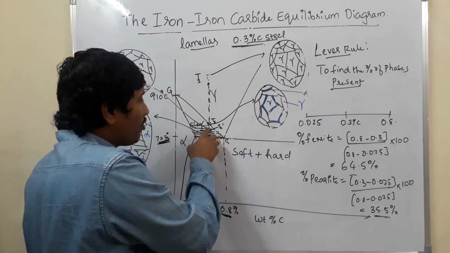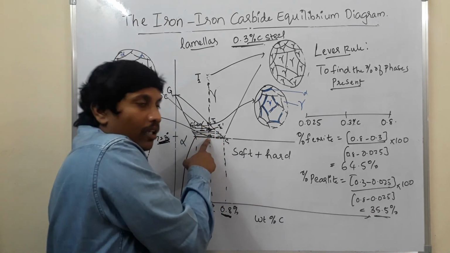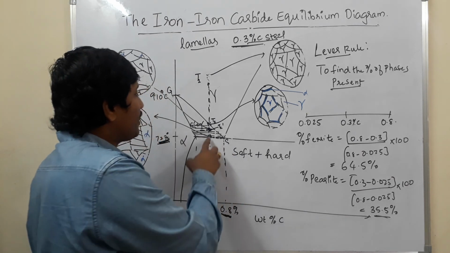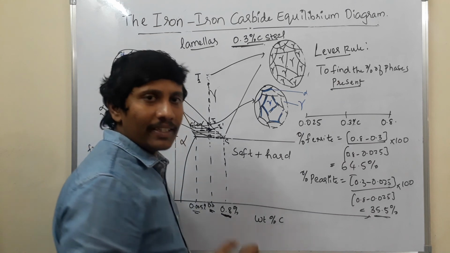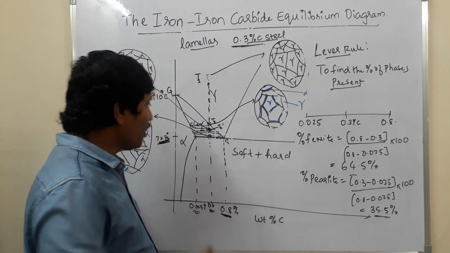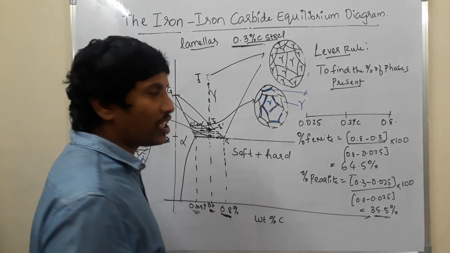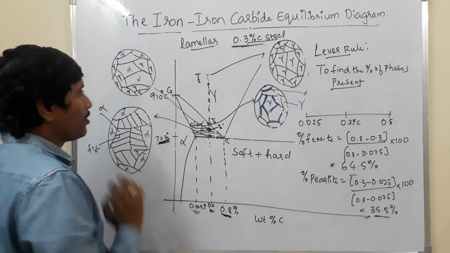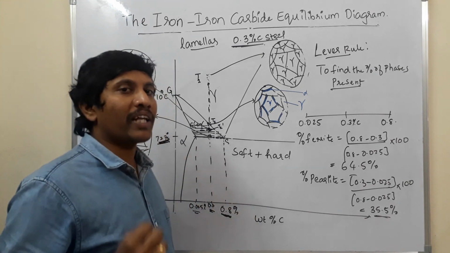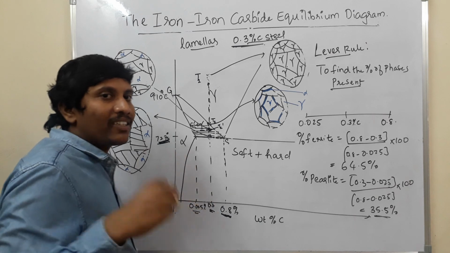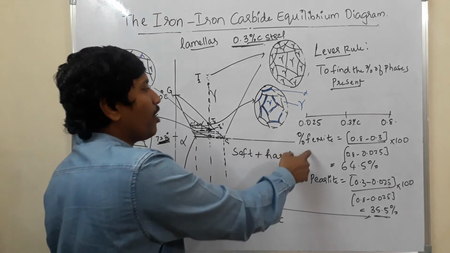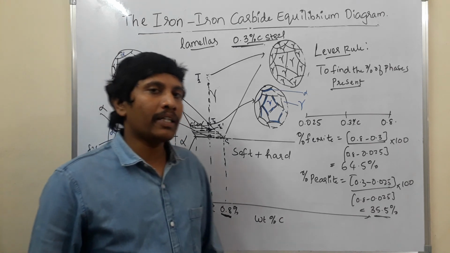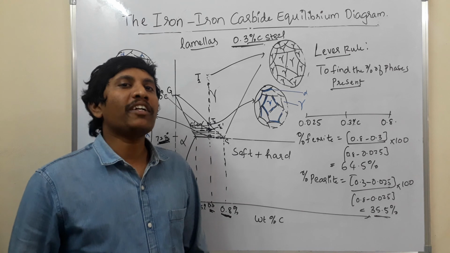Upon equilibrium cooling up to this point, the gamma, whatever is present, decomposes to ferrite and cementite, which is called pearlite. Thus the resultant microstructure consists of pro-eutectoid ferrite and pearlite. The percentage of phases present in the microstructure, which decides the properties of the material, is found out by lever rule.